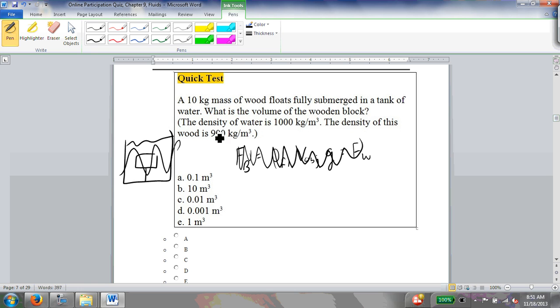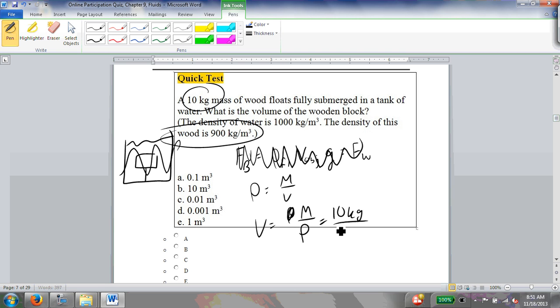I have the density of the wood, and I have the mass of the wood, so I can find the volume. So density is mass over volume. So volume is mass over density. The mass is 10 kilograms over 900 kilograms per cubic meter. And so that's equal to 10 over 900, which is about 0.01 or so. So C is the right answer.